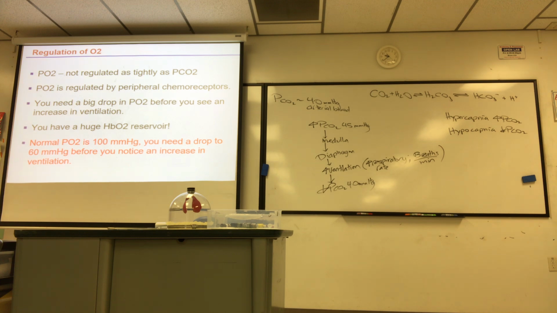Even when we say hemoglobin, like blood is oxygen poor, we've been saying that all term. Really, that oxygen poor blood is still 75% saturated with oxygen. Okay, so it's really still circulating bound to hemoglobin. Normal PO2 is around 100. You need to drop to about 60 before you notice a change in ventilation.